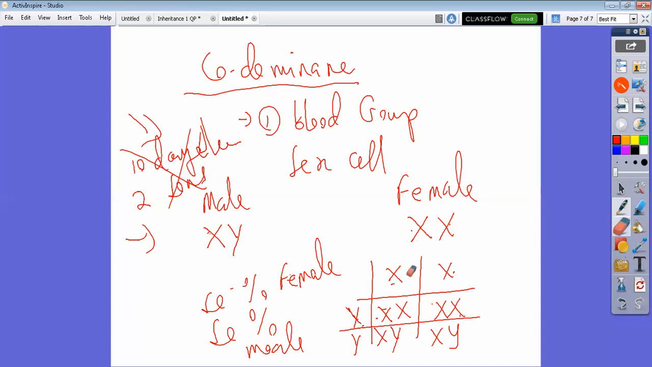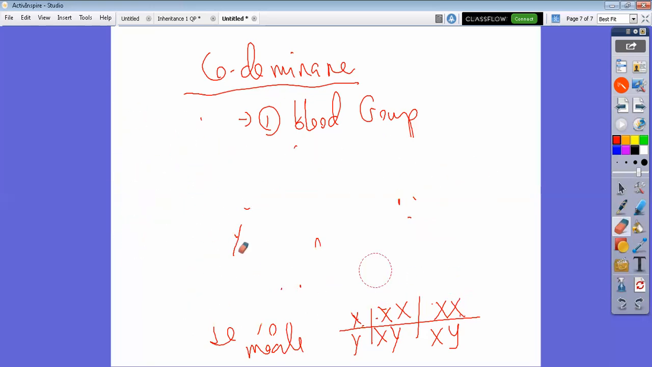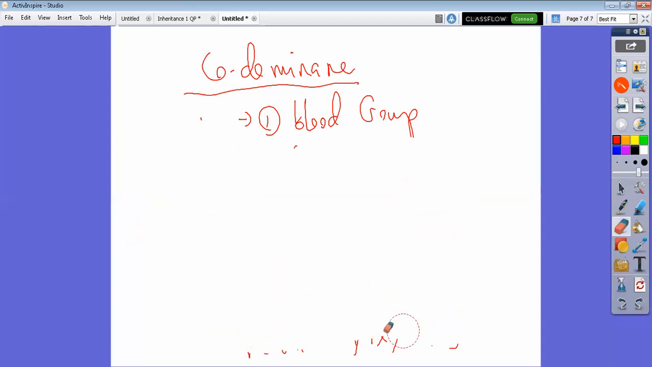Now, let's look at the blood groups. What are the blood groups that you have? We have blood group A, you know that. Blood group B, and blood group what? O. Do you agree? So in terms of biology, I'll show you what we have. A scenario where we have IA IA like this. So this is homozygous.